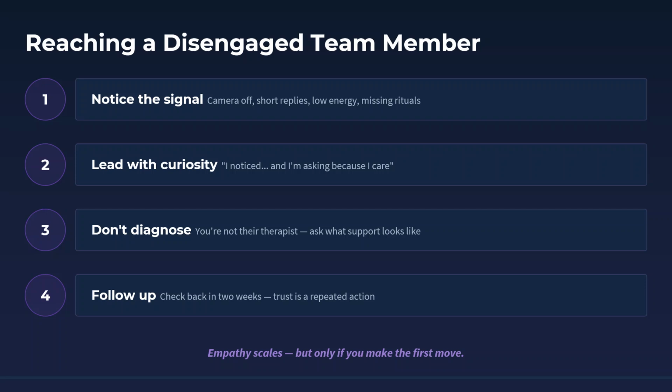Disengagement is usually a symptom of unclear goals, feeling disconnected from the team, or the early stages of burnout. Addressing the root cause is both more humane and far more effective than managing the symptom. Most remote disengagement is reversible if caught early and addressed honestly.